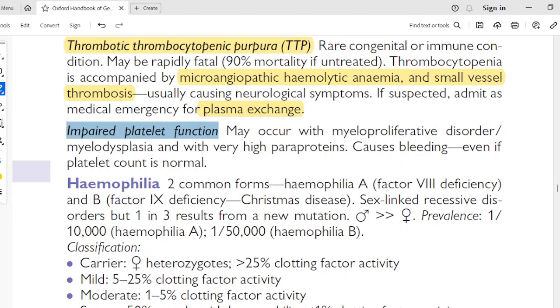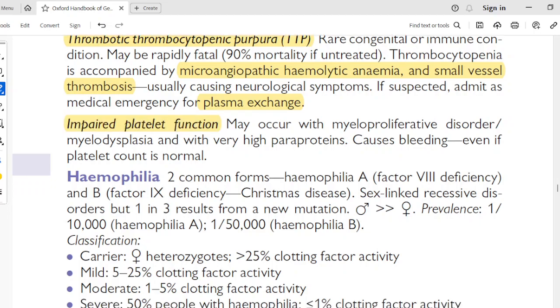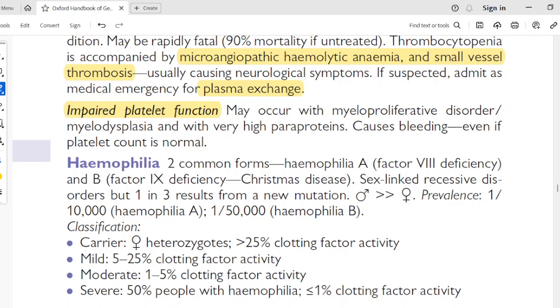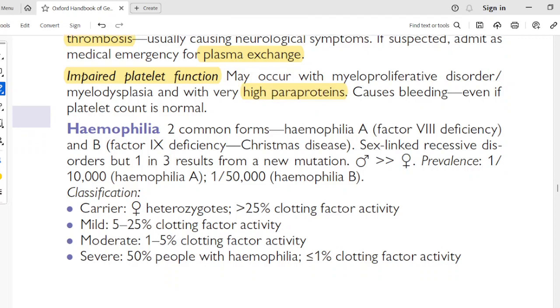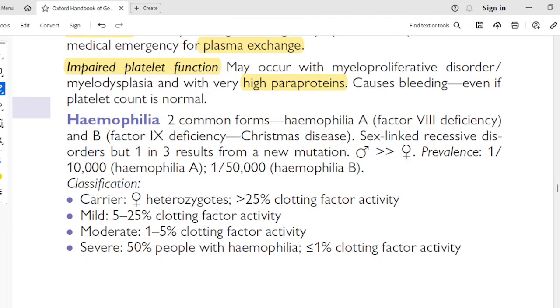Impaired platelet function may occur with myeloproliferative disorders or myelodysplasia with very high paraproteins, causing bleeding even if the platelet count is normal. So paraproteinemias, as part of the MDS or myelodysplastic syndromes, may cause bleeding even if platelet count is normal. The function of the platelets is impaired.